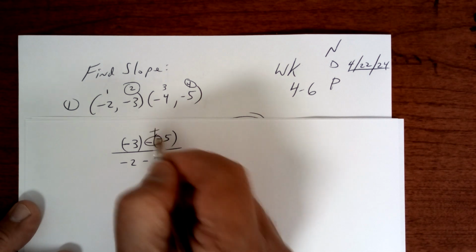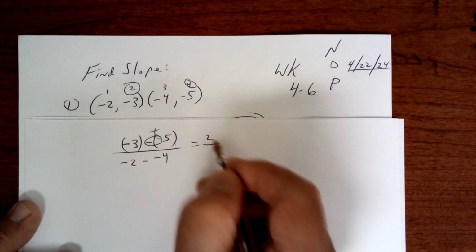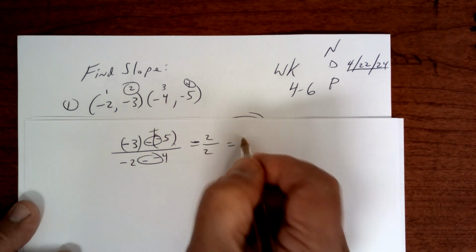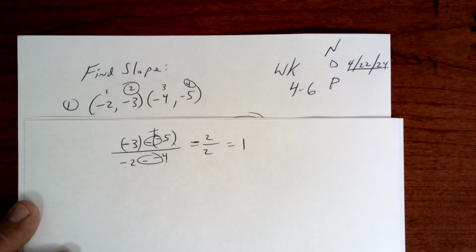So 5 minus 3 is 2. And this becomes a plus. And then 4 minus 2 is 2. So your slope is 1. Okay, make sure you understand that.